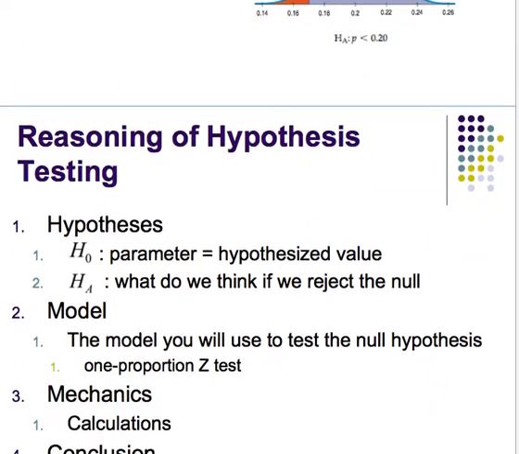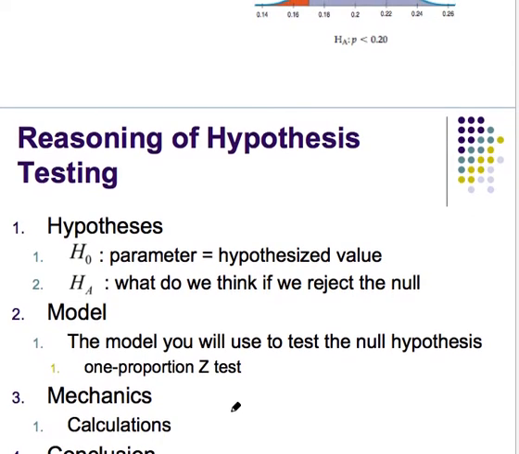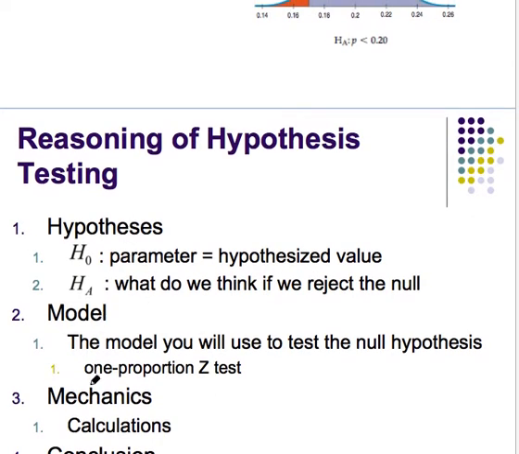Okay, so this is my last slide here. So 4 steps, and we will work on this in class. You have the hypothesis, you have a null hypothesis, and you have an alternative hypothesis. So what is my hypothesized value? And then what do we think if we end up rejecting the null? What are my other options? Okay, and then you create a model, and we're going to use this one proportion z-test. There are other models to use, but for now, that's what we're going to be using. This is going to be a big decision that you have to make.